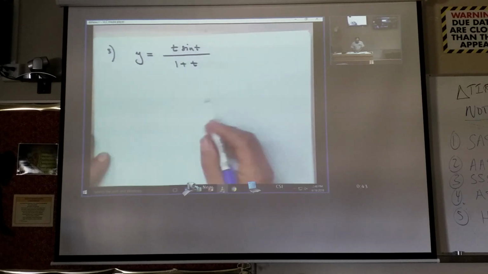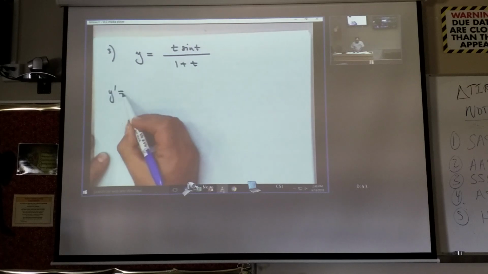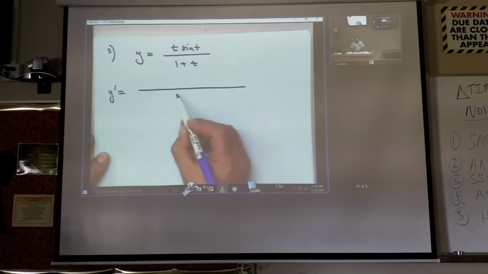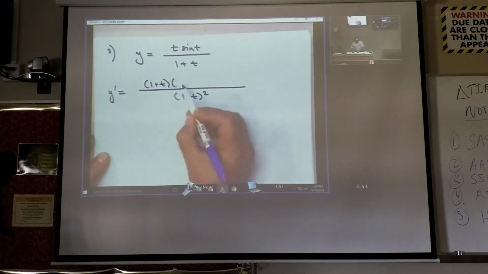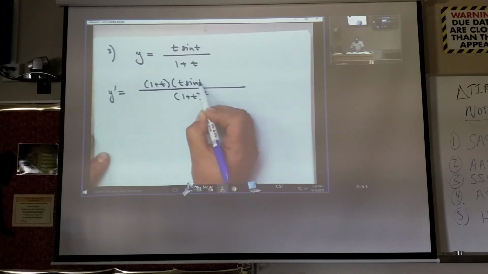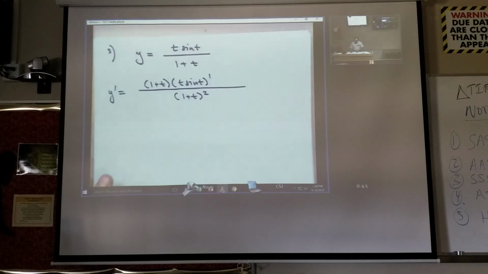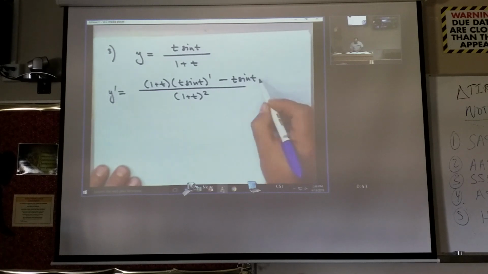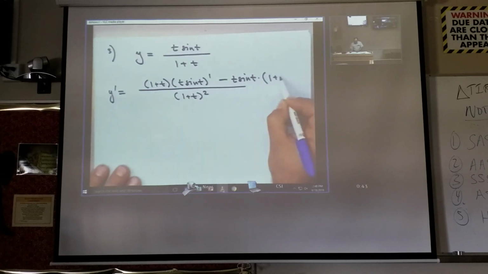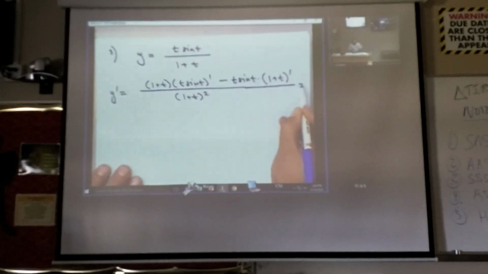So let's go to this, and I will write this again with a step-by-step process. So we have this squared. Then we have 1 plus t, and here we have t sine of t with the prime, because we're looking for the derivative of that one, minus t sine of t, times the derivative of 1 plus t. So this is the setup that we have to use.